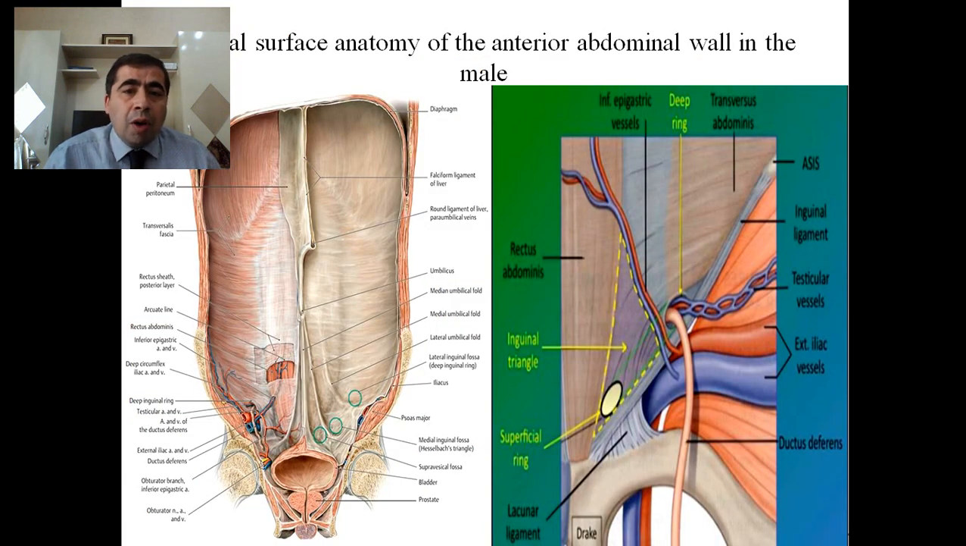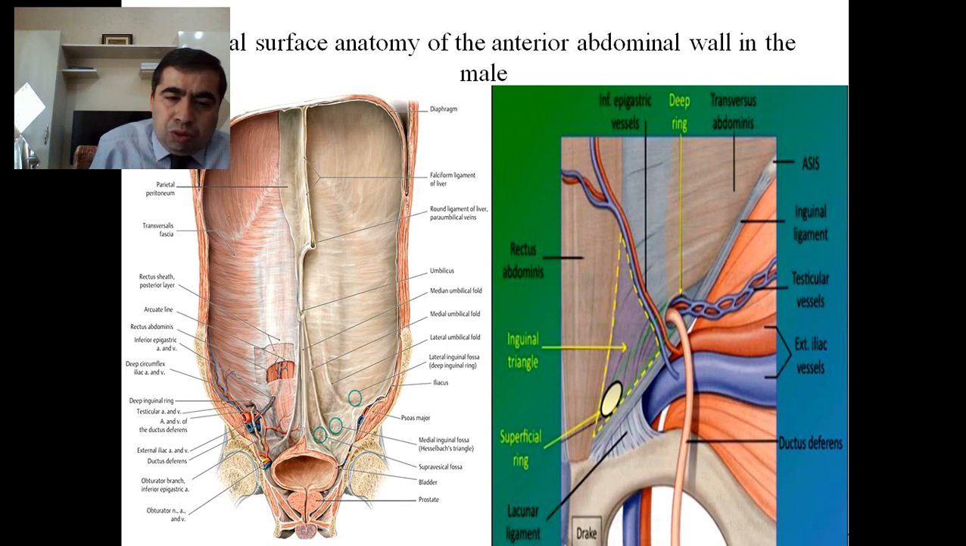Internal surface anatomy of the anterior abdominal wall in the male. You are looking at the anterior abdominal wall from the back, from the inner side. You are looking at the urinary bladder, and from its apex, the ligament or the fold. Actually, the ligament forms the fold because the ligament is located under the peritoneum and elevates it and forms the fold. Plica umbilicalis mediana, it consists of the urachus.